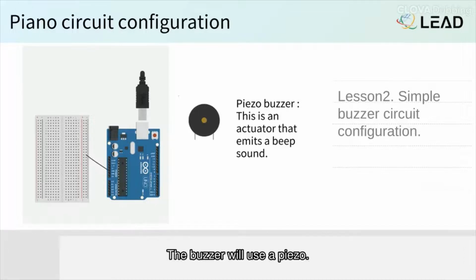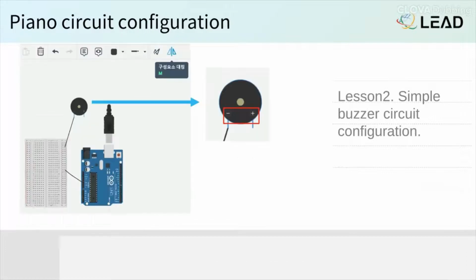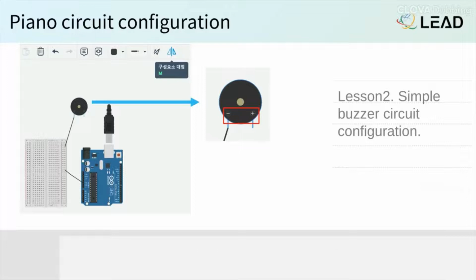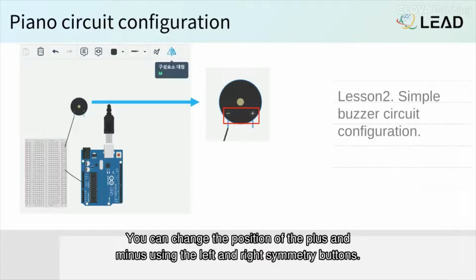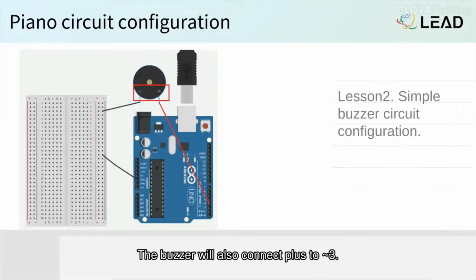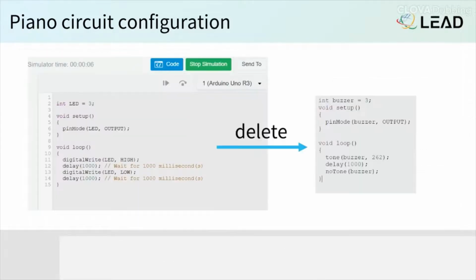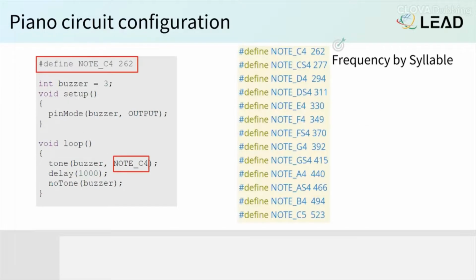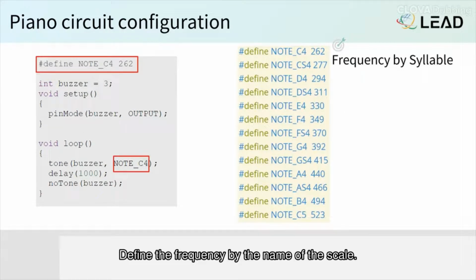The buzzer will use a piezo, erase the LED and resistor, and connect the buzzer. You can change the position of the plus and minus using the left and right symmetry buttons. The buzzer will also connect plus to 3. And rewrite the code. The code to control the buzzer is as follows. Define the frequency by the name of the scale. For example, use the code that C4 is defined as 262.